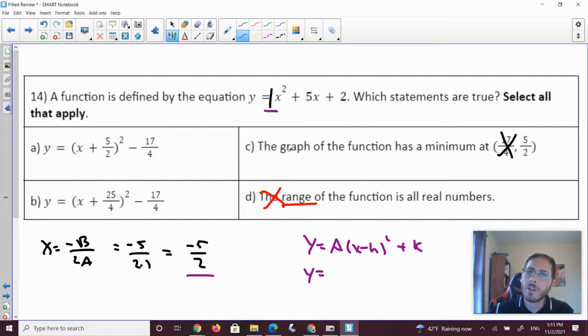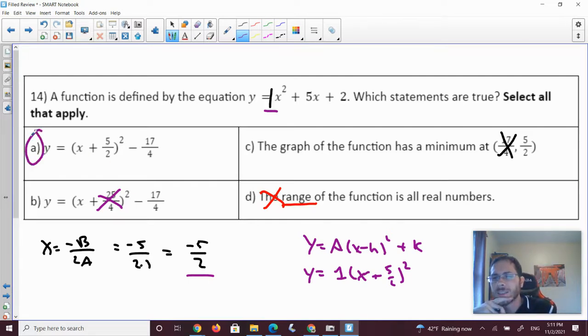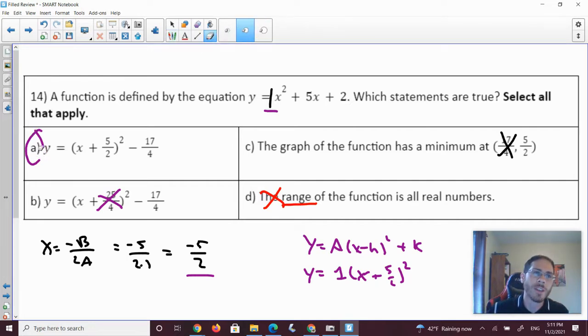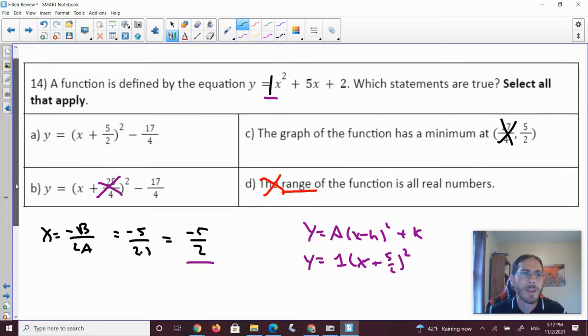We know a is 1, so 1 right there. We got minus 5 halves, so that would be plus 5 halves. So we can't get b either. So at this point, I've kind of eliminated everything down to just 1. It does say select all that applies. I mean, it could be a trick question. We could just not have to pick anything. So let's not pick this yet. It might be one of those where none of them are right, so you're supposed to leave it blank. I don't know. We'll find out.